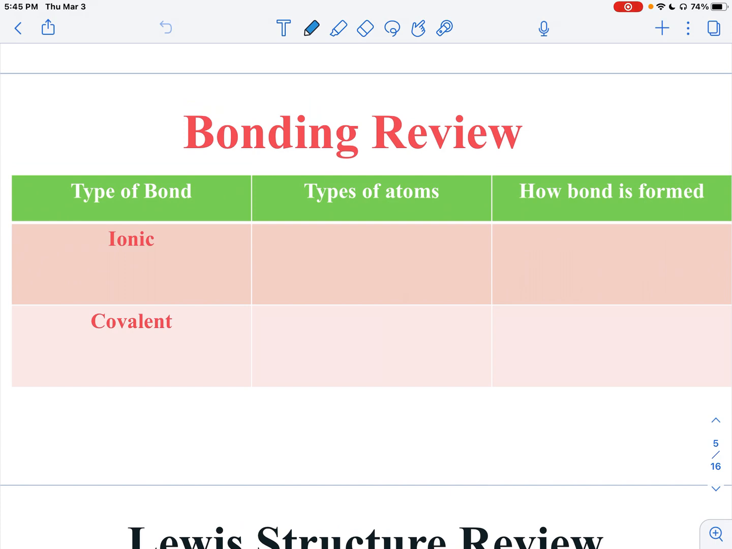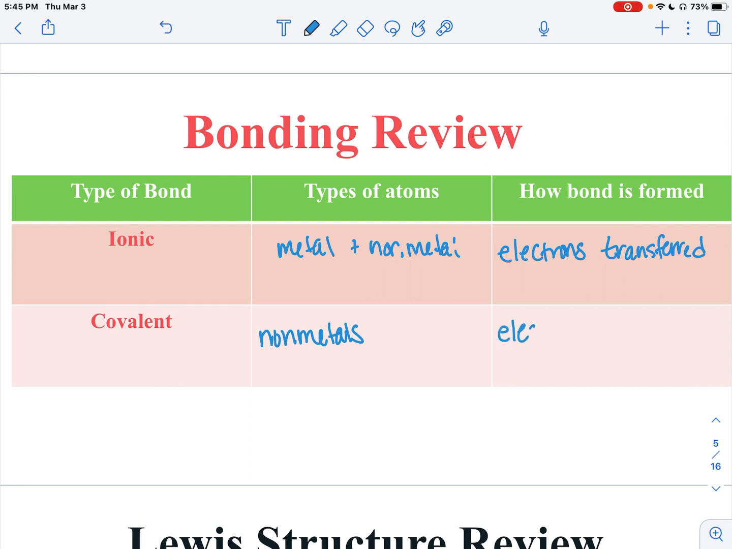So the types of bonds that we're going to focus on here are ionic and covalent. We're mostly going to focus on covalent. We also talked about metallic, but those aren't really important here. In an ionic bond, we would have a metal and a nonmetal, and electrons would be transferred. In a covalent bond, you will have all nonmetals, and electrons will be shared. The Lewis structures that we're going to be starting today, Lewis structures of molecules, are all covalent compounds where the electrons are shared.